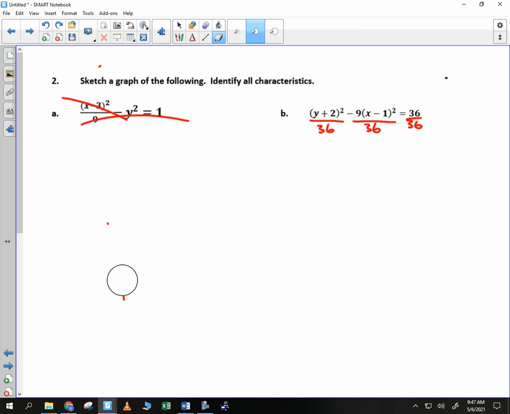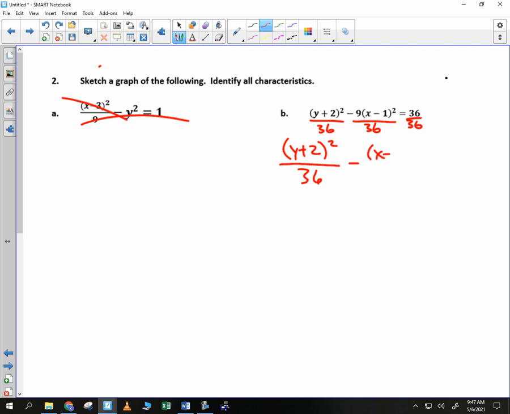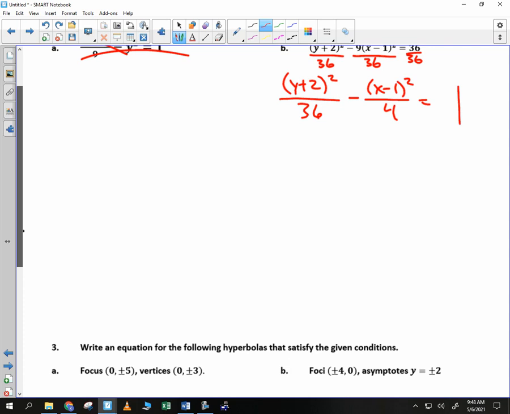All right. So we've got y plus 2 quantity squared over 36 minus x minus 1 squared over 4 equals? Good. Now I know it's equal to 1, so now I've got a valid form for a hyperbola. So this one looks like it's going to be confusing, so let's make a graph. Graphing always makes everything better. It's one of the great things about graphing.